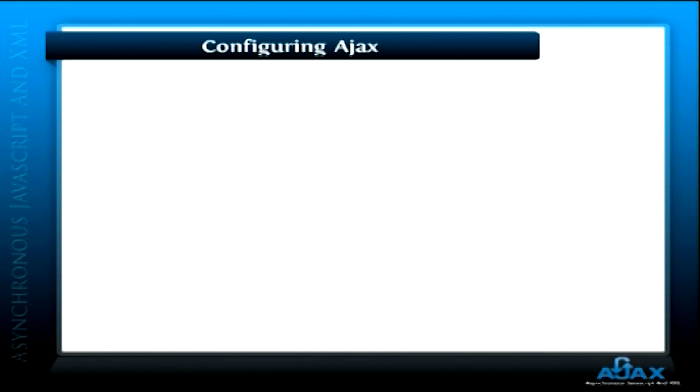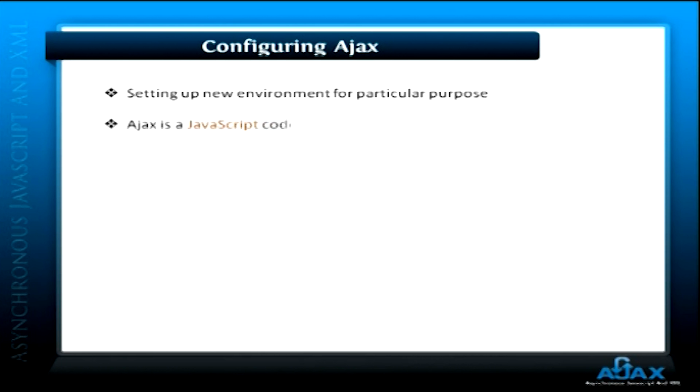Configuring Ajax. Configuration is merely the setting up of a new environment for a particular purpose. Here in this case, we are going to see how to set up a new environment to make Ajax work. As we all know by now, Ajax is really just JavaScript code. So, to make it work, we should do something, shouldn't we? Well, now let's see what that something is that's needed to make Ajax work.